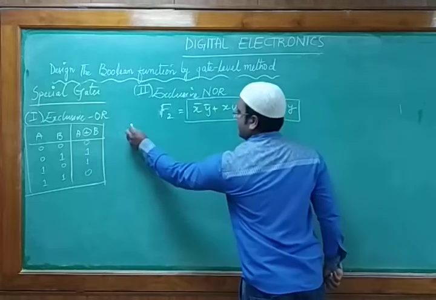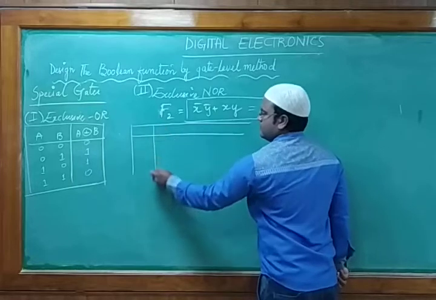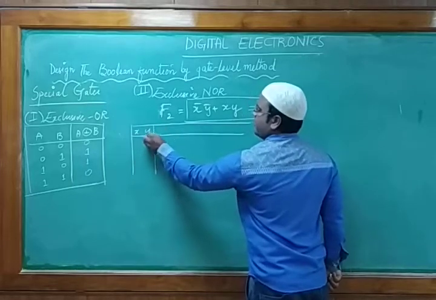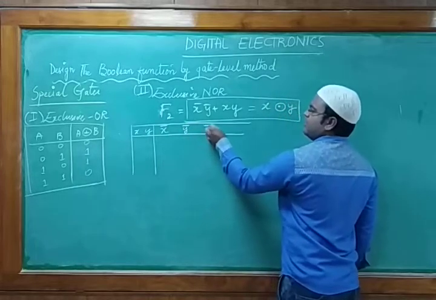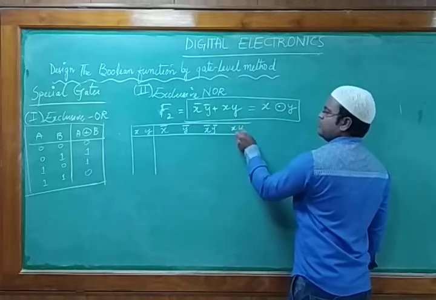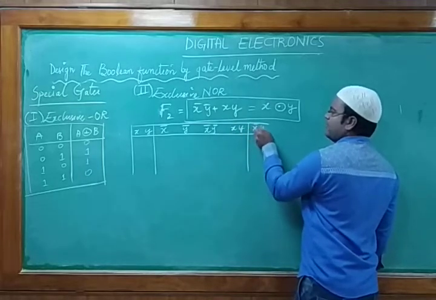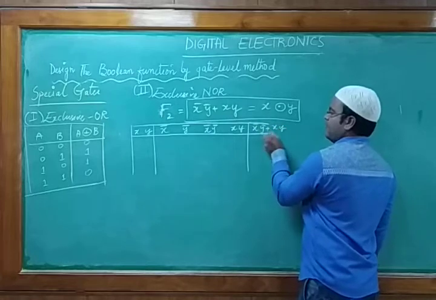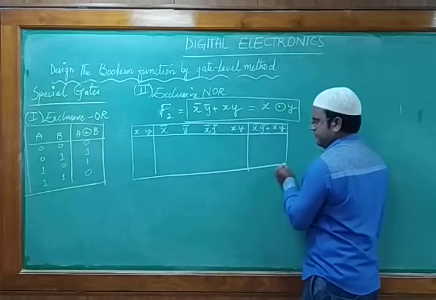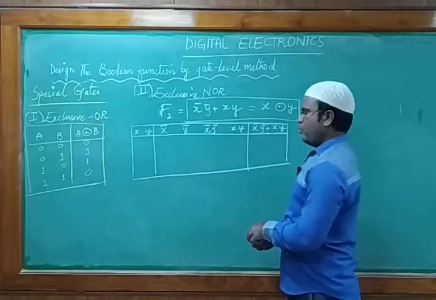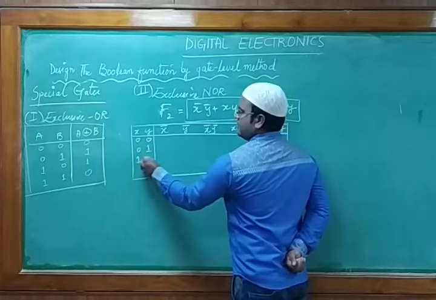So, what will we do? In the same way, we'll take two inputs, x and y. We'll write x bar, then we'll write y bar, then we'll multiply x bar y bar, then we'll multiply x into y. Then at the end, we'll add x bar y bar plus xy. So that's how we'll design its complete truth table. Okay, so we'll take input values 0 0, 0 1, 1 0 and 1 1.